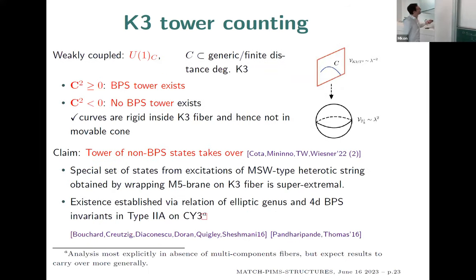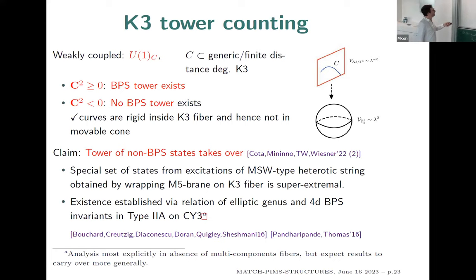However, generically, we have these curves with C squared negative self-intersection as well. These curves are rigid in the K3 fiber. They are not in the movable cone. Therefore, we do not expect a BPS tower. And there is also no BPS tower. But this is now the claim.